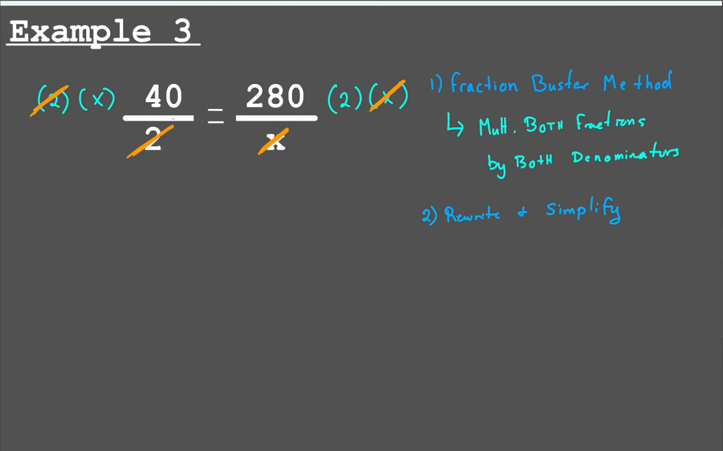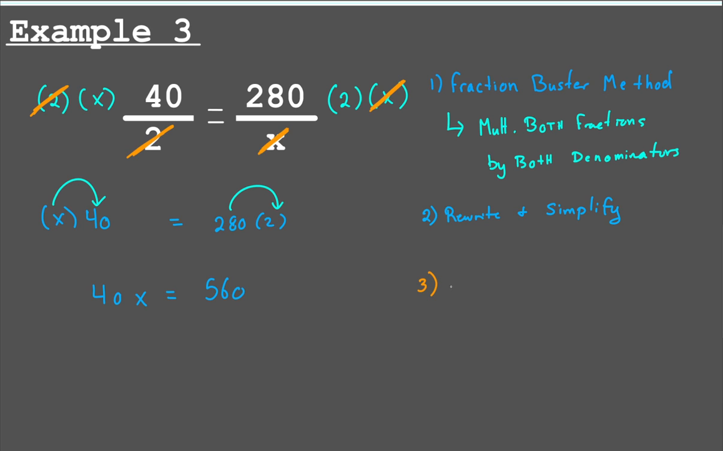All right, so let's rewrite this. We'll end up with x times 40 equals 280 times 2. And now let's simplify. X times 40 is just 40x. And then 280 times 2 is 560, I believe. All right, cool. Then we do that final step, the weird and final step.